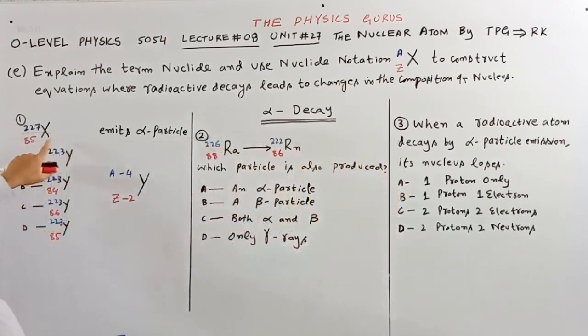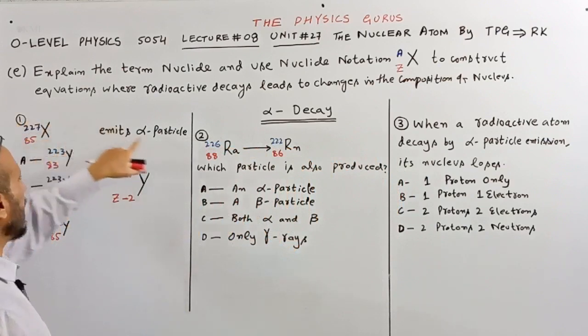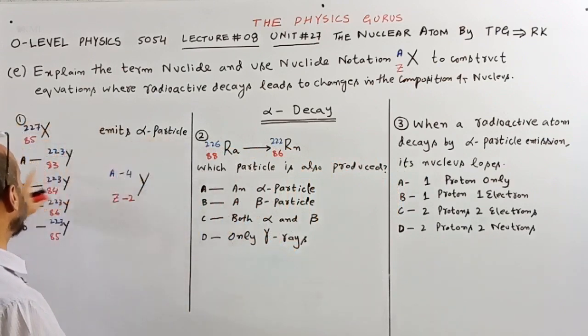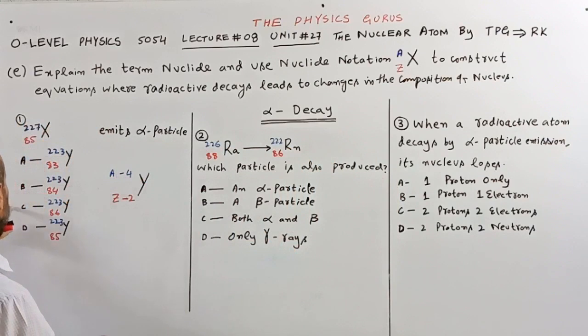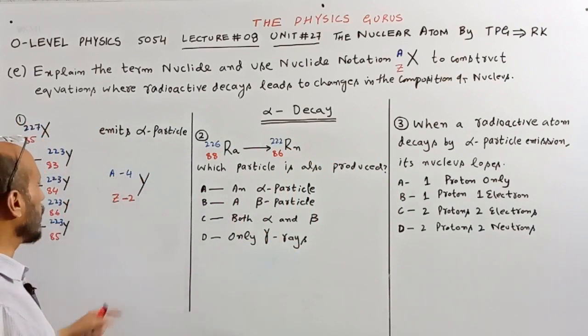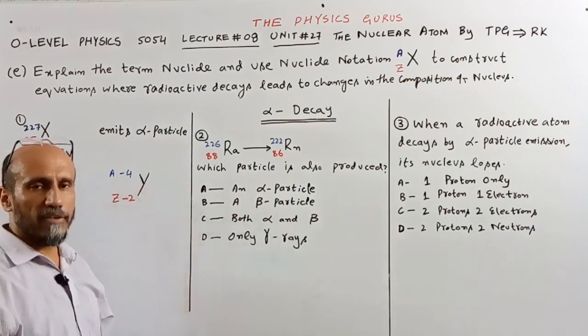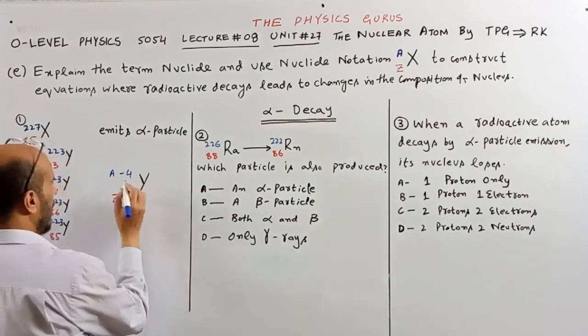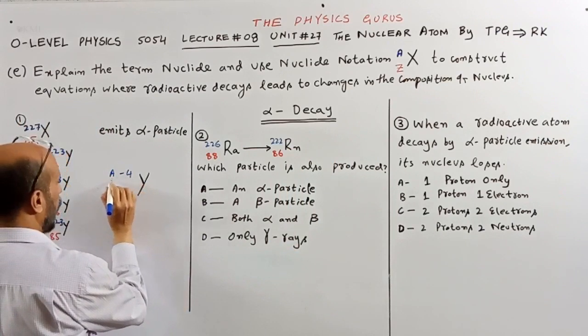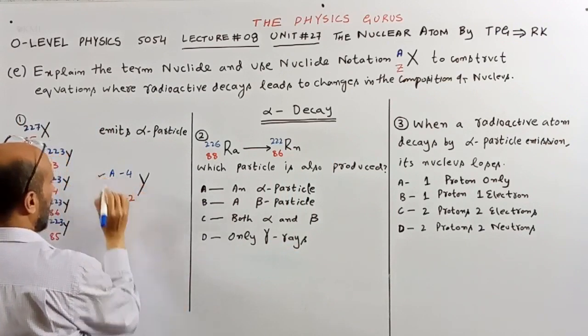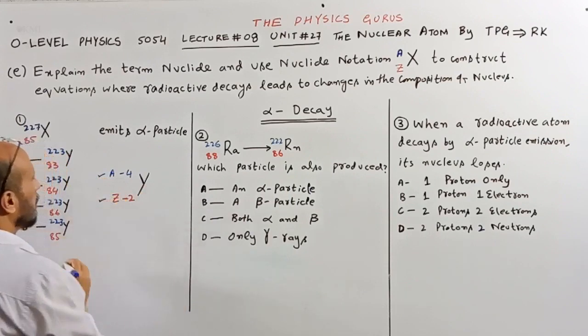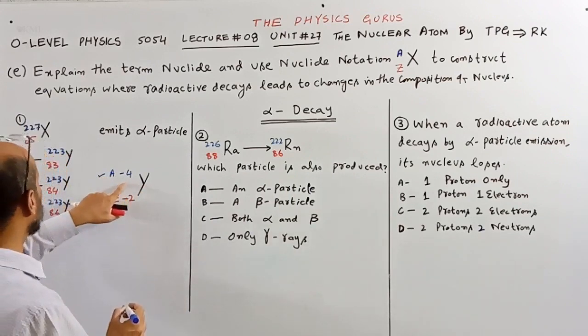In the statement of the question, an element X with 85 and 227 is given and it is emitting an alpha particle. Which option is correct? Option A, B, C, D. Option A: 83, 223; 84, 223; 86, 223; 85, 223. We already know that in case of emission of an alpha particle, in the new element the value of A is reduced by 4 and the value of Z is reduced by 2. Now we will apply this concept over here.